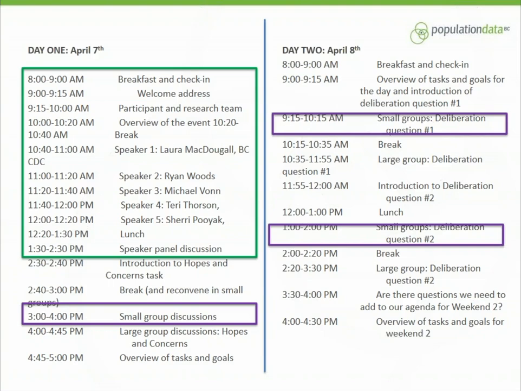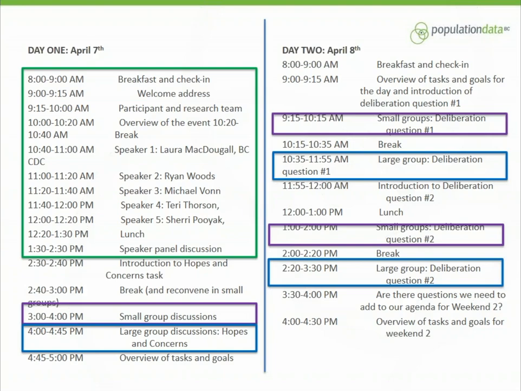In the small group discussion, we have them doing the brainstorming process. They break out into groups of about 7 or 8 people, depending on how many people are available. And after they've talked in the small groups, they reconvene into the large groups. It's during those periods of time that they start being able to develop recommendations.